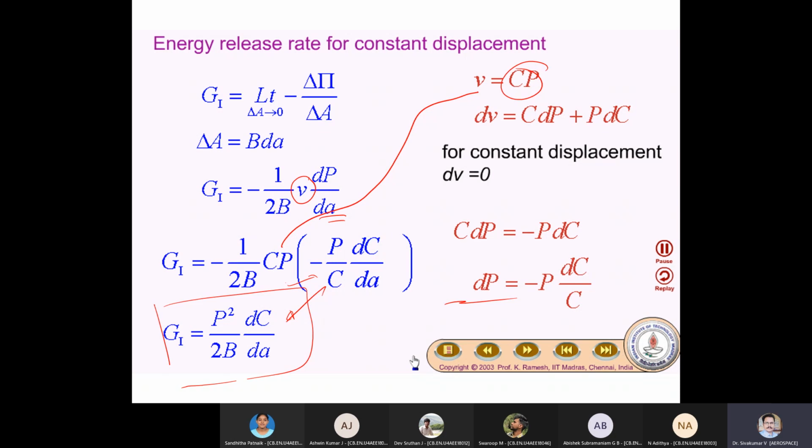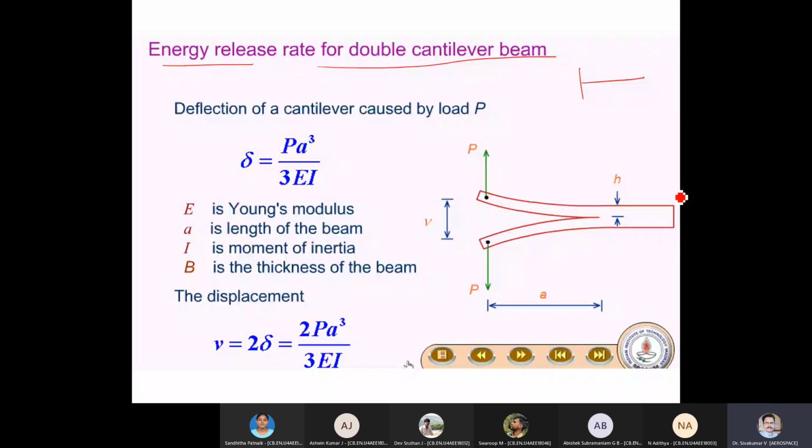Now let us look for the final things in terms of a practical problem: energy release rate for double cantilever beam. You know cantilever. So cantilever is this, isn't it? Here two such things are there: cantilever 1, cantilever 2. This is a standard problem, the double cantilever beam, DCB specimen. In any fracture mechanics, if you read, you will see DCB, DCB, DCB. It's a standard testing procedure.